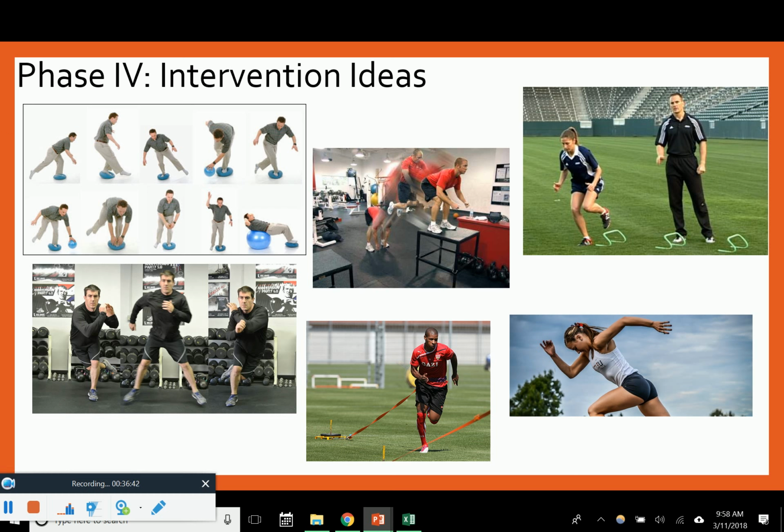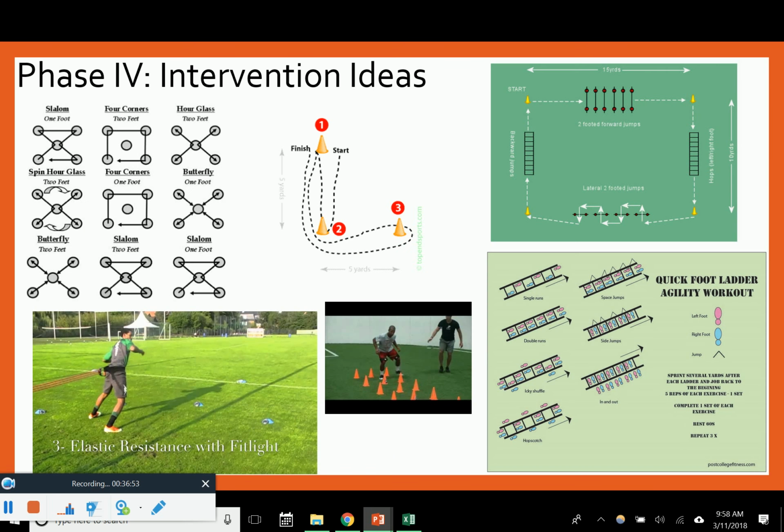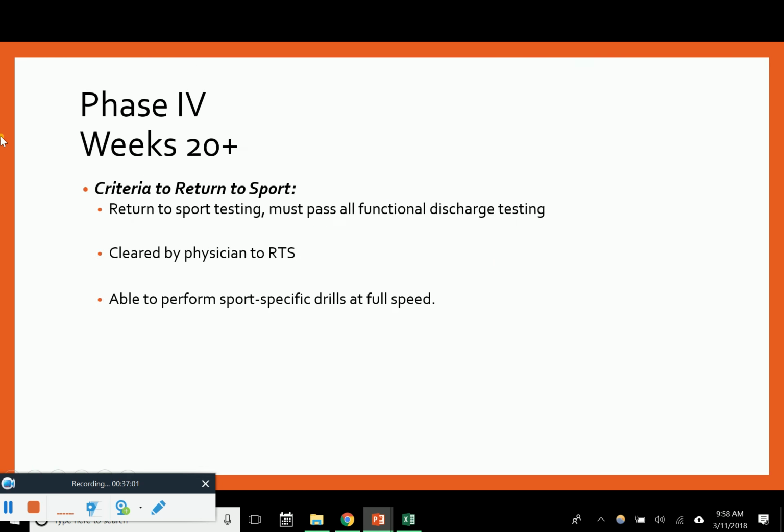Phase 4 intervention ideas, you can see here, basically nothing's off limit. Now they're doing strength and conditioning work as long as they're not having pain and discomfort. Here are some other intervention ideas for agility work. And these can be done, of course, with knee and foot and ankle patients as well. So it might be a good reference slide for those patients.